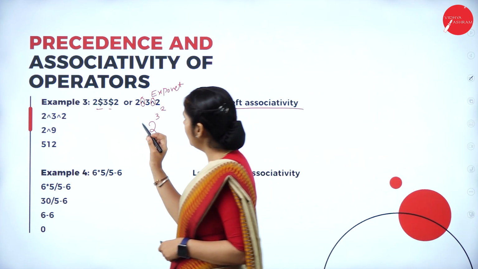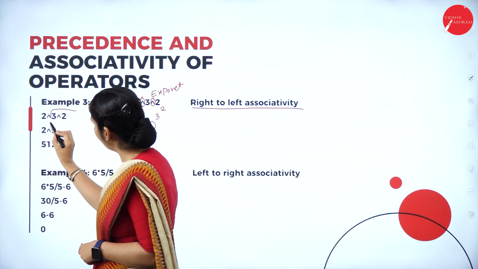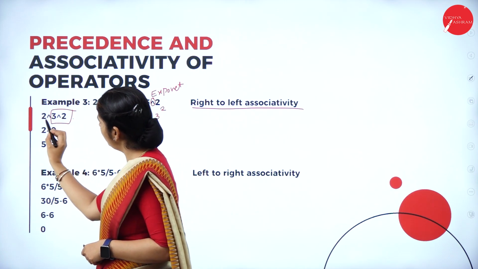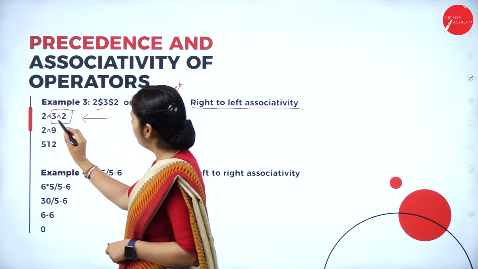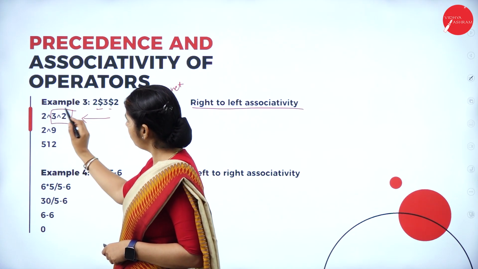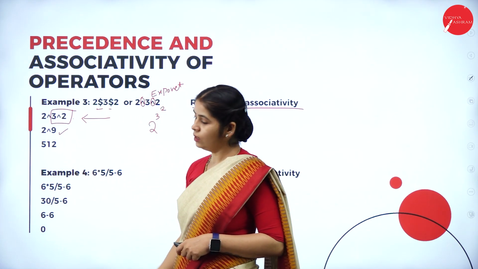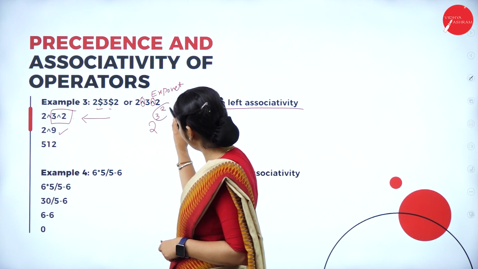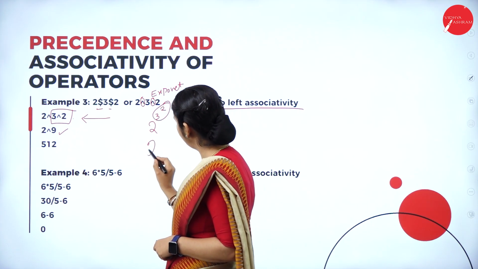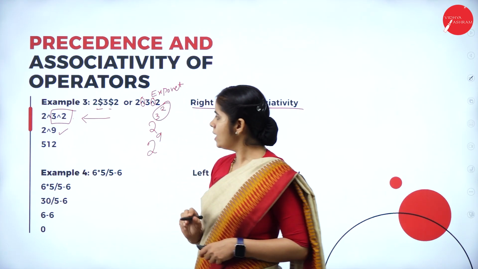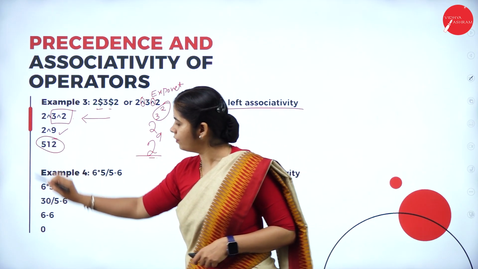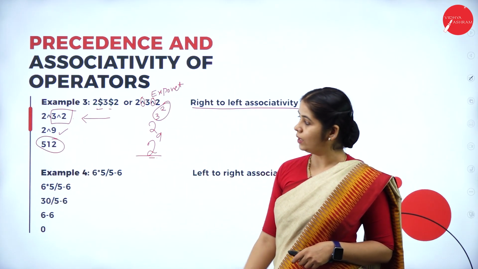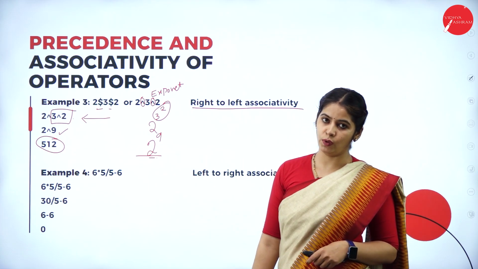So when computing this particular expression, we have to move right to left, in the opposite direction. What is 3 power 2? 3 power 2 is 9, right? Compute this first. Then what will I get? 2 to the power of 9. What is the value of 2 to the power of 9? 2 to the power of 9 is 512. This is right associativity.